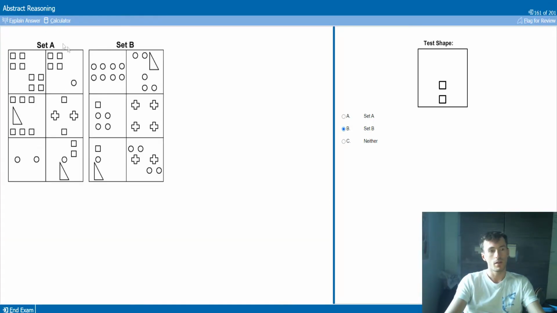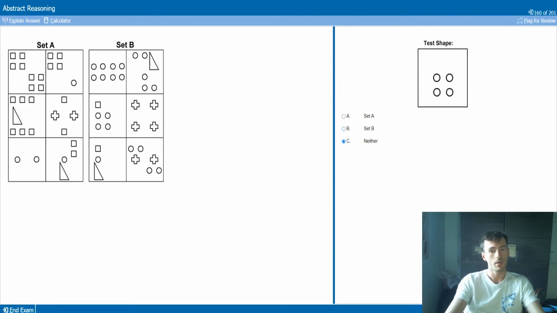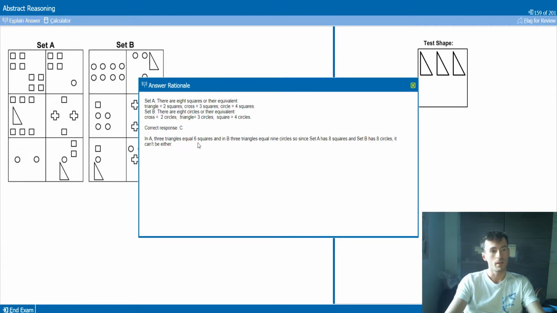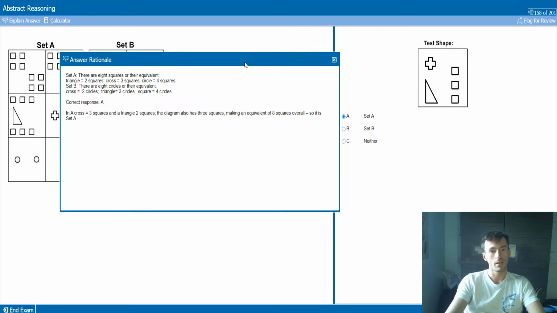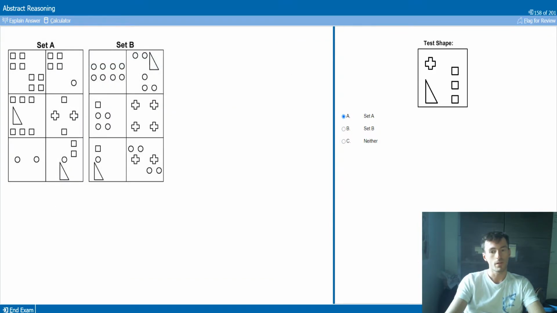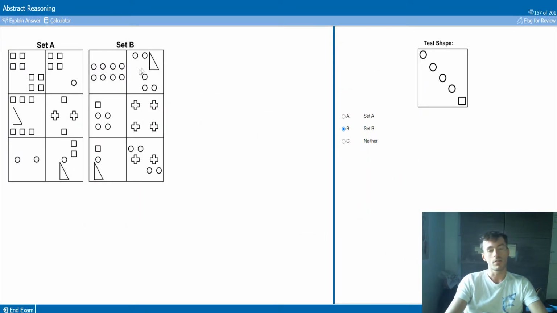Okay, let's quickly check our answers. Set B, yeah. We already did this one. Yeah, triangles equal 6 squares as in B. 3 triangles equal 9 squares, so since A has 8 squares and set B has 8 circles, it can't be either. We already know that. Set A for this one. Set B. Yeah, okay. They just try and trick you out any way they can.